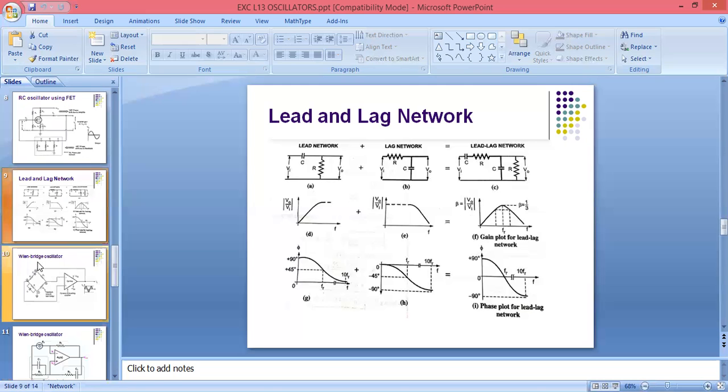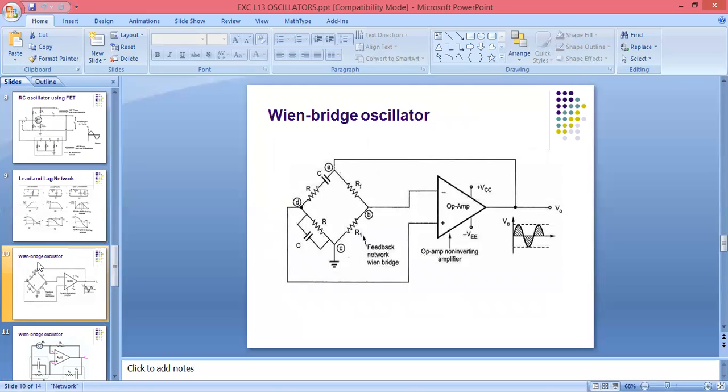Now in today's session we want to see the Wien bridge oscillator. You can see here when I am using the Wien bridge. We call this a Wien bridge because here we use a circuit which looks like a bridge. Here we are using one resistor and capacitor in series. Here the resistor and capacitor are in parallel, and the remaining two sides work as only resistors.